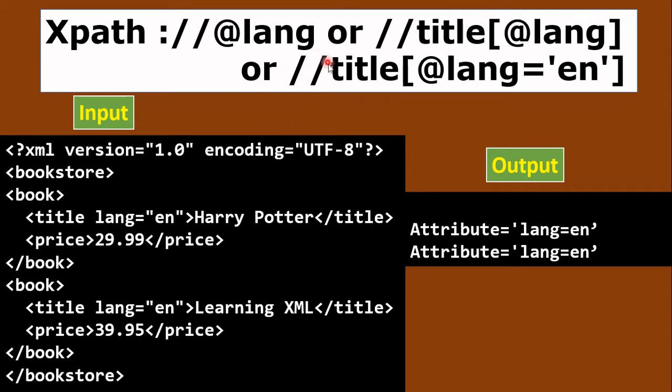And if you want a particular attribute value, for example to search whether lang English is available or not, then you can use this XPath expression: //title[@lang='en']. So this is how you can write an XPath expression for attributes.